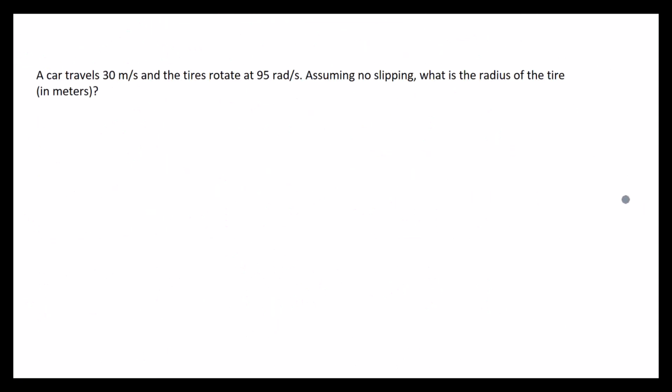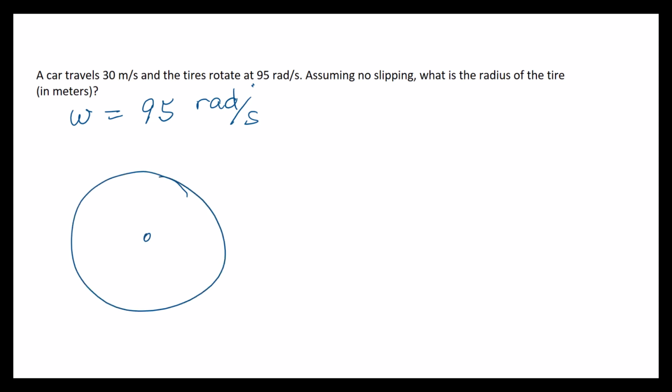A car travels 30 meters per second and the tires rotate, oh, there's our rads per second. Before I go any further, I'm going to convert. Oh, but it doesn't tell me what the radius is. Oh, wait, that is rads per second, not revolutions. I'm not paying attention. 95 rads per second. There we go. And a car travels 30 meters per second.